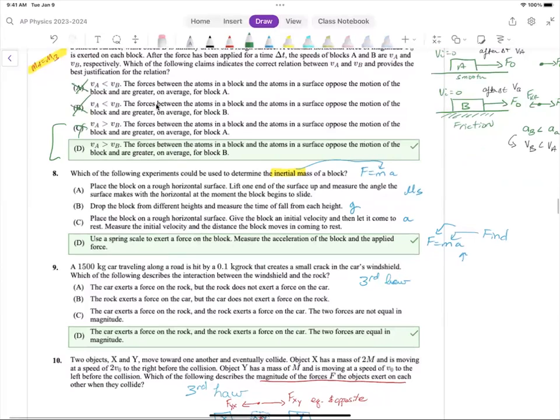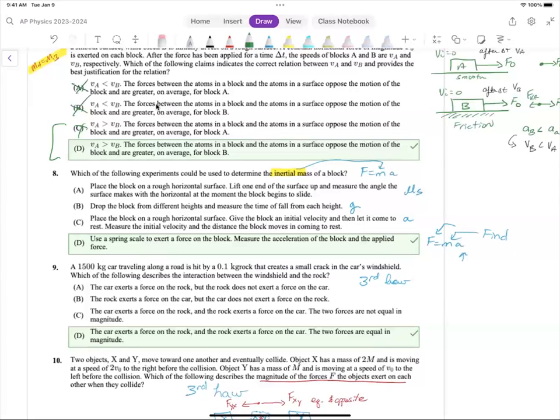Which of the following experiments could be used to determine the inertial mass? Inertial mass. Inertia is the amount an object resists change in motion. And how it's measured is using the second law. Inertial mass has to do with F equals ma. Gravitational mass has to do with Fg equals mg. So we're going to look at this.